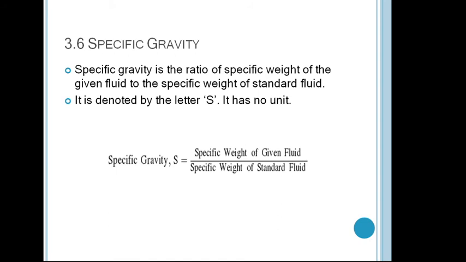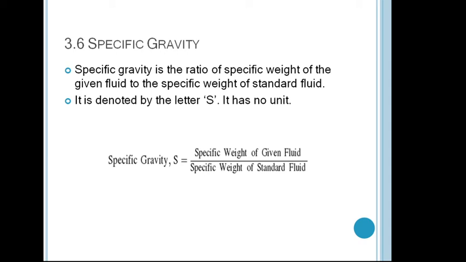Next is specific gravity. Every fluid in nature possesses this property known as specific gravity. This property is basically used for calculating the density of the fluid. How? For that, please see the definition. Specific gravity is the ratio of specific weight of the given fluid to the specific weight of a standard fluid. Here, instead of specific weight, you can use the mass density term also. It means you can write the definition like this: specific gravity of a fluid is the ratio of mass density of a given fluid to the mass density of a standard fluid.